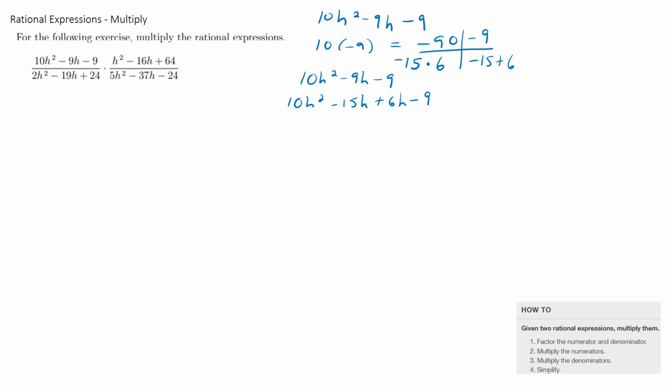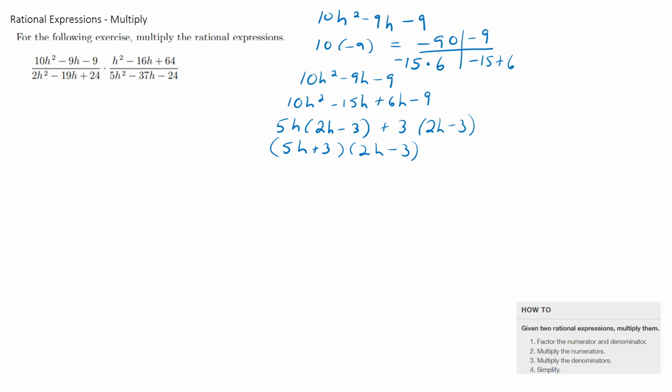First one here, they share a factor of 5h, so I'm going to be left with 2h minus 3. And then again, remember this has to be a 2h minus 3, so I need to factor out a positive 3. So this one is going to give me 5h plus 3 and 2h minus 3. So that gives me that first piece.